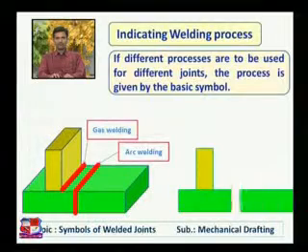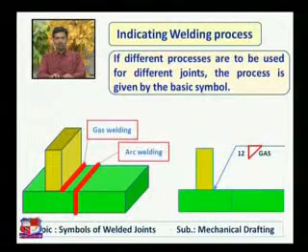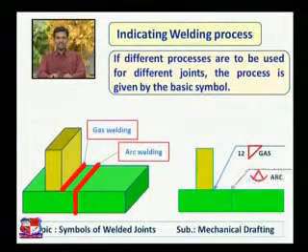Draw these two views, 12 fillet and gas and arc. Here 12 mm is the unit, so no need to write 12 again, but draw the symbol of arc welding, and write arc. It means that here gas welding is done and here arc welding is done.